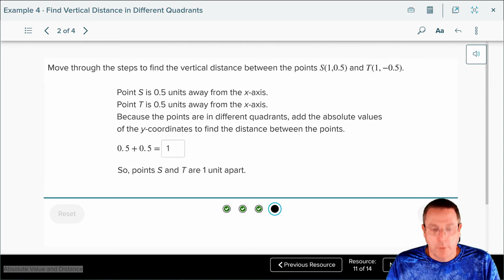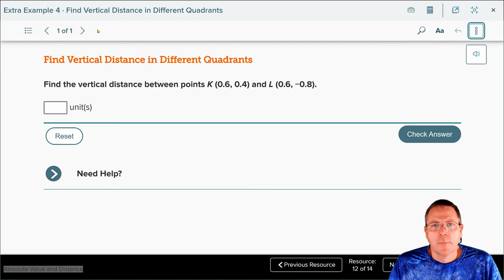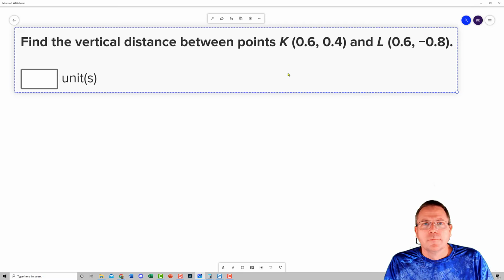Now, can you do it? Let's find out. You pause the video and work this problem on your own. Check your answer and see if you can make it happen.